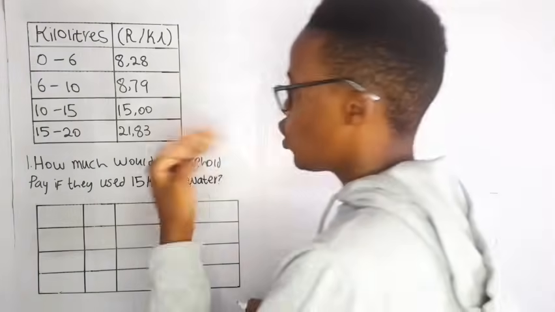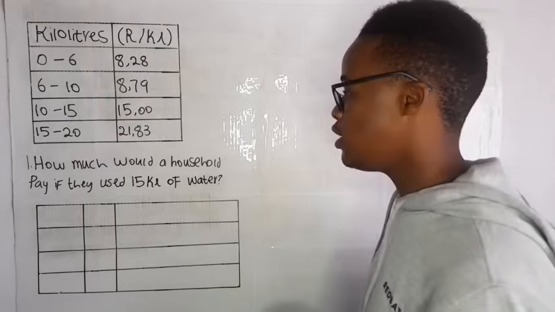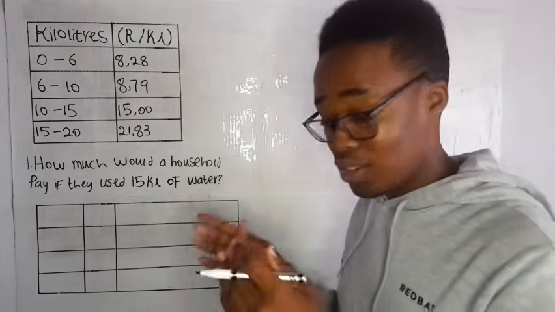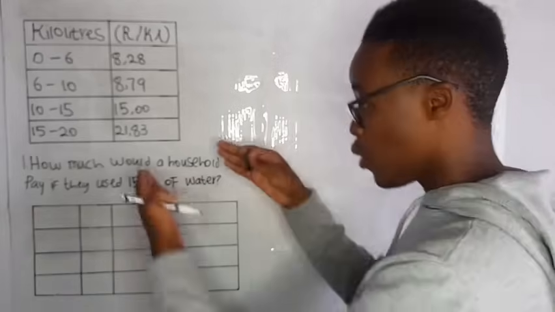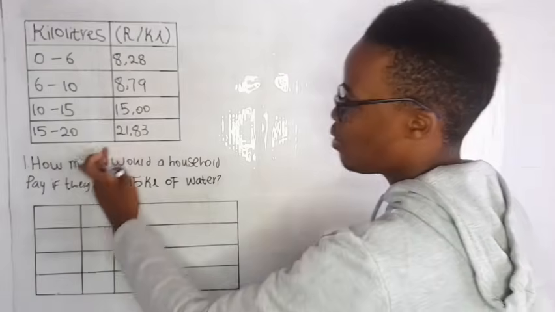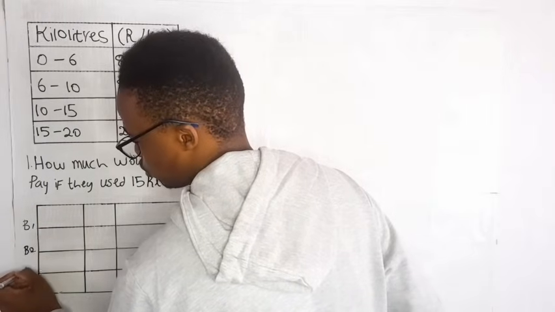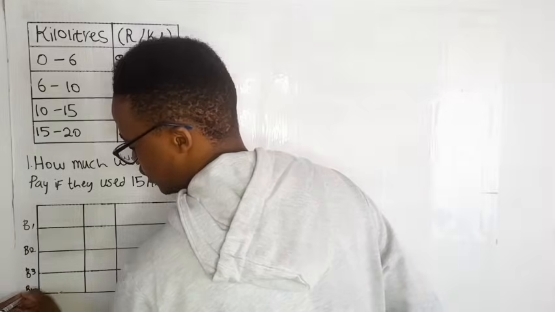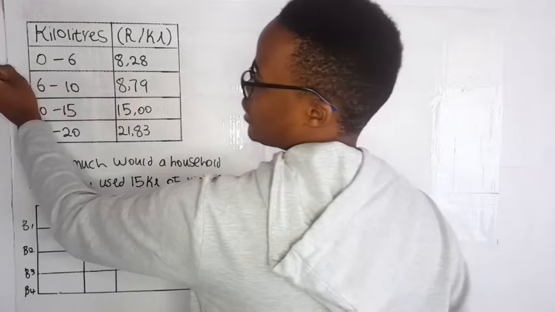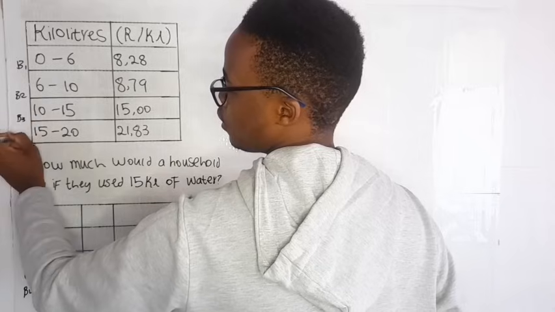The question here says, how much would a household pay if they used 15 kiloliters of water? Using the same method we used on the previous question on the electricity tariffs, we're also going to use it here. Remember, on this table you write the blocks: block 1, block 2, block 3, and block 4. Let me write them here as well.